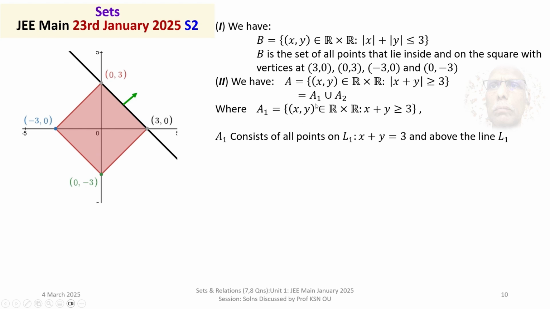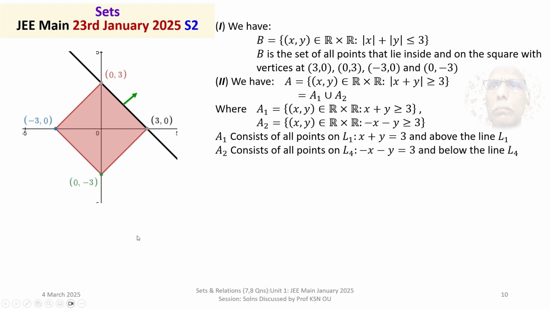So right, what is A2? A2 is the set of all those ordered pairs x comma y belongs to R cross R such that minus x minus y greater than or equal to 3. It is the situation when x plus y is negative. Right. So what is this? A2 consists of all points on L4. This is the L4. Minus x minus y is equal to 3. And below the line L4. So this is the below the line.